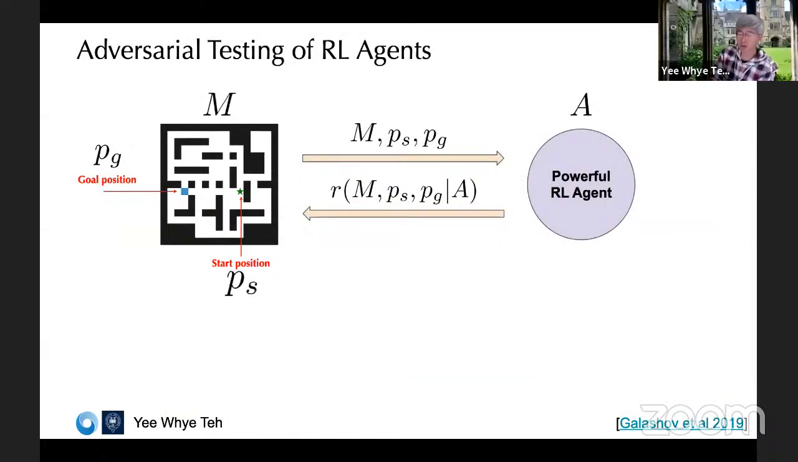So here's another example of using a neural process for Bayesian optimization. Here's the problem where we have trained some powerful RL agents to solve some tasks. And this is a task that's visualized as a maze. And the task is simply to go from a start position to a goal position.